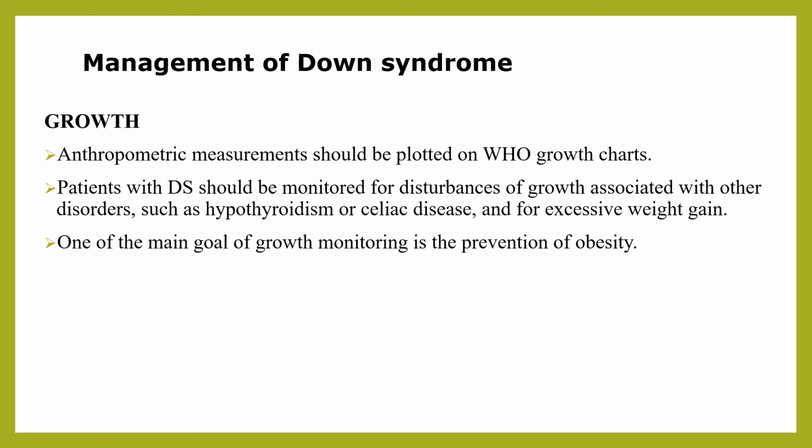The goal of growth monitoring is the prevention of obesity, and interventions beginning at around 24 months of age should include attention to diet and the promotion of physical activity. Caloric intake should be less than recommended for age in typical individuals, and supplemental vitamins and minerals should be provided. Calcium and vitamin D intake should be monitored closely to minimize bone loss, since adults with Down syndrome have a lower bone mineral density than controls.